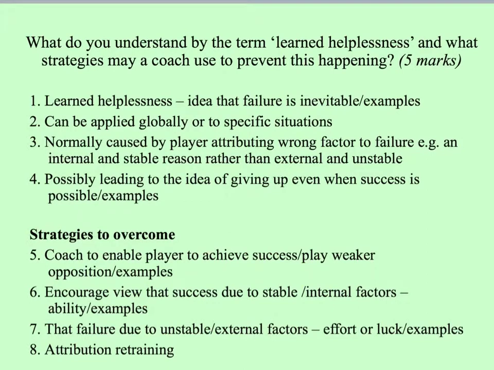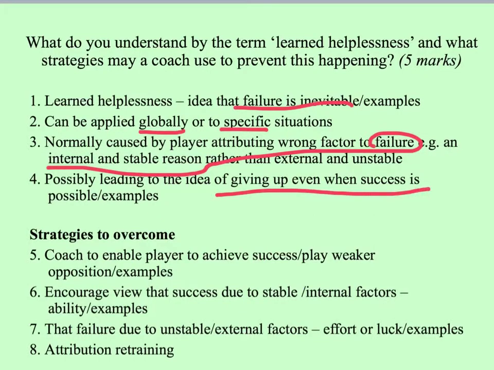And a different question around learned helplessness, which is also a very common topic. This is split into two in terms of the 5 marks. So what do we understand by learned helplessness? You can see that failure is inevitable. Global and specific is always worth mentioning. And then a little bit around how we get there: giving internal stable reasons to failure, like we talked about, and then giving up when success is possible.